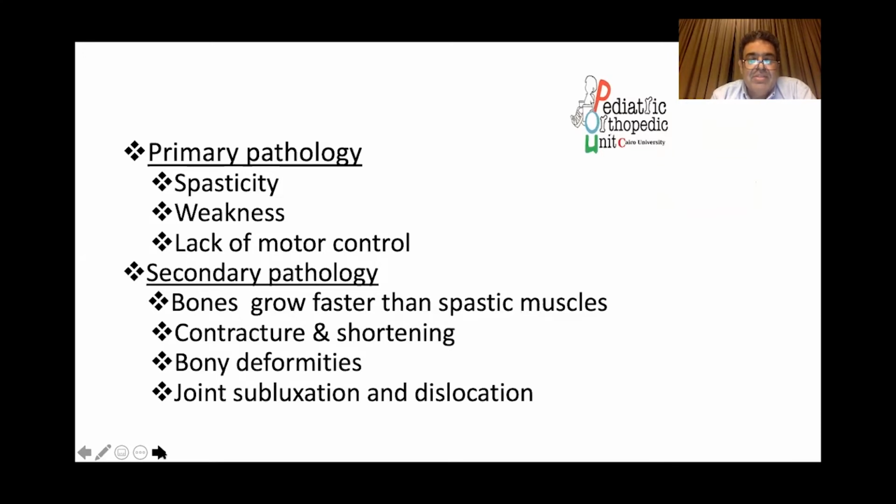We have a fact that says that bones grow faster than the spastic muscles. By time, we have more shortening of the musculotendinous units and more contractures. This leads to either bony deformities or persistence of some deformities like the coxa valga or the excessive femoral anteversion, which is the persistence of the neonatal position. By time, the muscle contracture and shortening together with the bony deformities lead to joint subluxation, like what happens in the hip, or flexion at the knee, or sometimes we have dislocation or scoliosis.